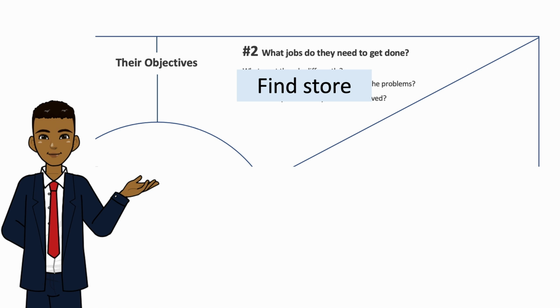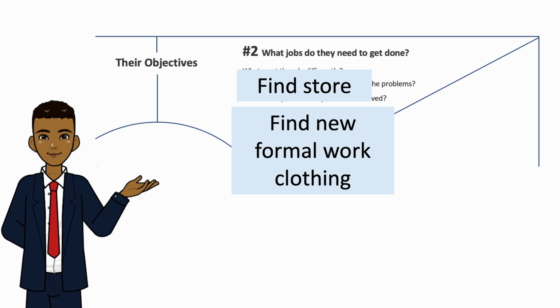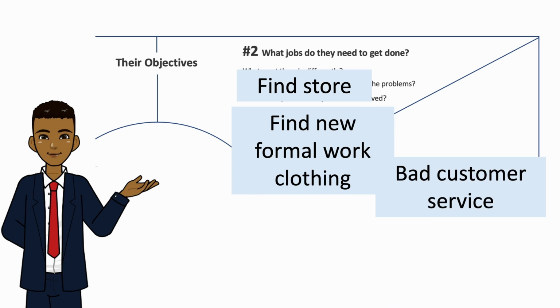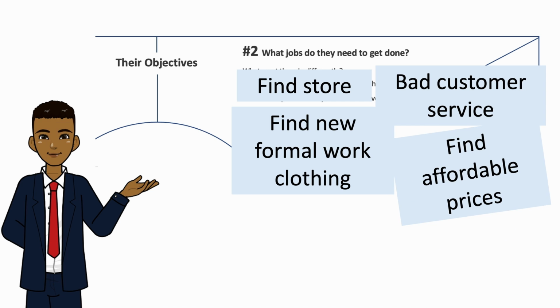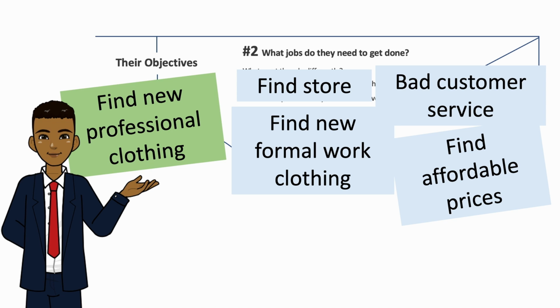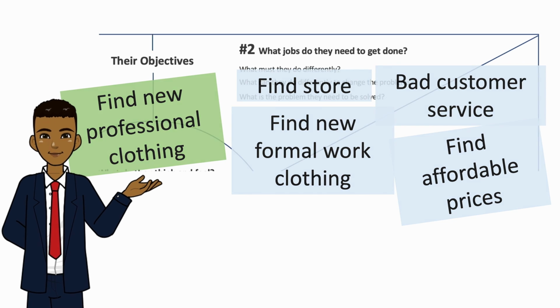So for example, Lena needs to find a store. She needs to find new formal work clothing. She wants to have better customer service, as well as find affordable prices for the new clothing that she is looking for. So the objective for you as a salesperson is to find Lena new professional clothing. That's basically what you need to do. And in addition to that, you also have to improve your customer service, create prices that will attract Lena, and so on, okay? But the ultimate objective is to help her find professional clothing.